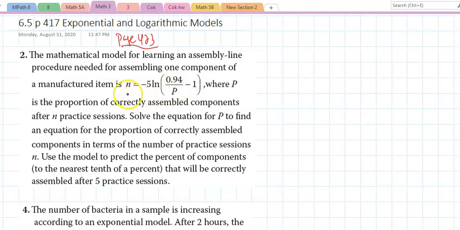So if I'm looking at this equation, I notice there's a natural log in there. There's two variables, n and p. I need to know what n stands for. The mathematical model for learning an assembly line procedure needed for assembling one component of a manufactured item is given by, and here it is. N is the practice sessions. P is the proportion of correctly assembled components. So the more they practice, the more they do. Well, let's see how this works.